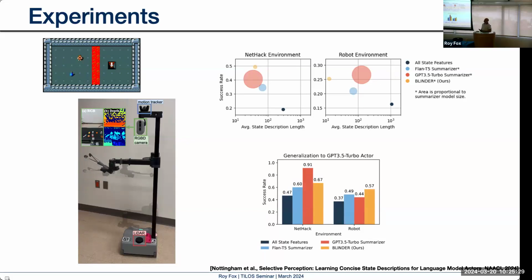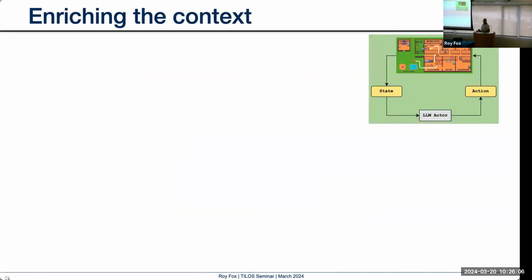Now we can ask another question, right? We fine-tuned our own language model to be a summarizer. Now, are we tied to that, or can we change the actor? Do we need our summarizer and actor to use the same language model? And the answer is no. We can switch the language model of the actor and generalize to different ones just the same. So we trained on a T5 actor, but we work just the same on a GPT 3.5 actor.